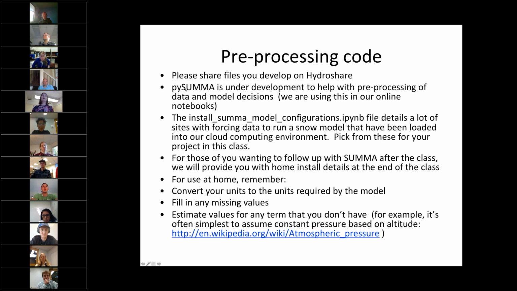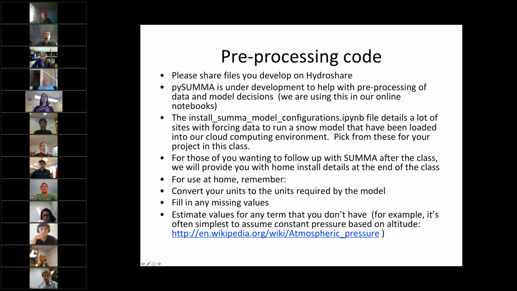It's basically PySUMA. So basically the model SUMA is run in Fortran. PySUMA is a Python wrapper to make it easier to adjust everything in SUMA. It's still under development. We are using PySUMA in all our online notebooks. So this is what we are doing.